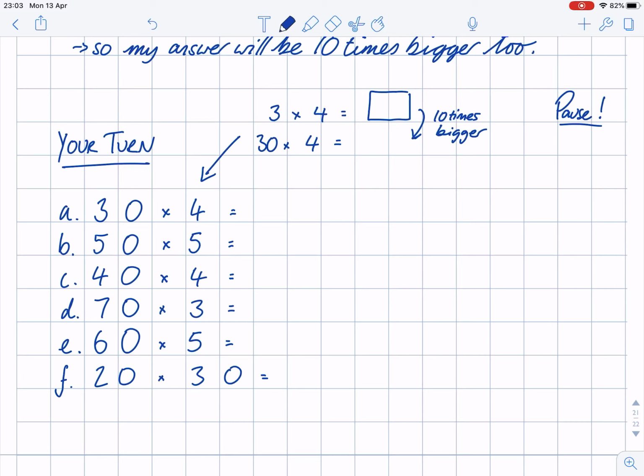Okay then. I told you that 3 4s were 12, so 30 times 4 is 120. For 50 multiplied by 5, I would have done 5 times 5 first, and then made that answer 10 times bigger. Next one is 160. Next one is 210. Next one is 300.